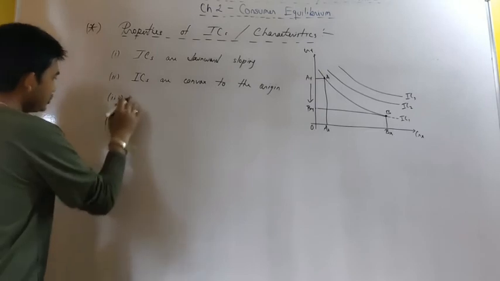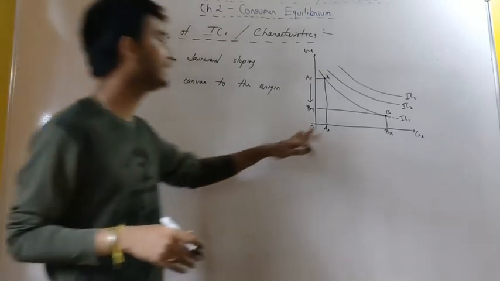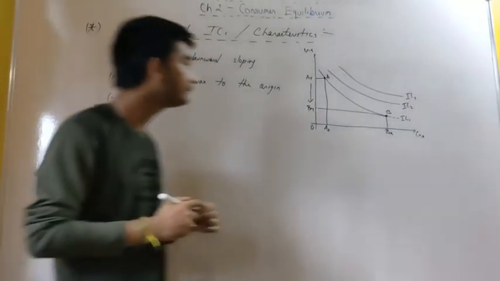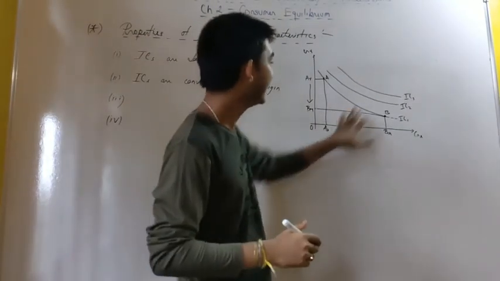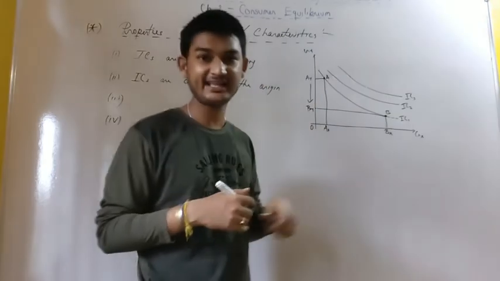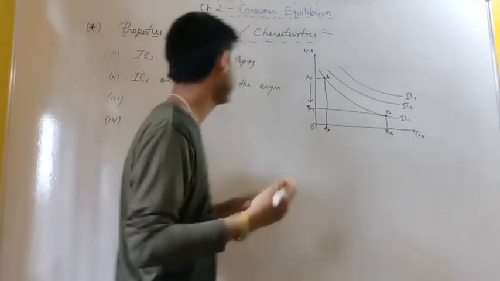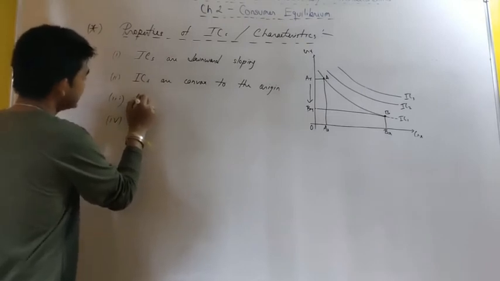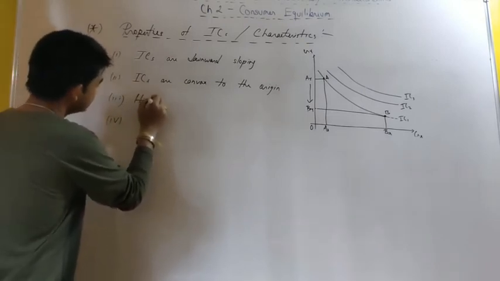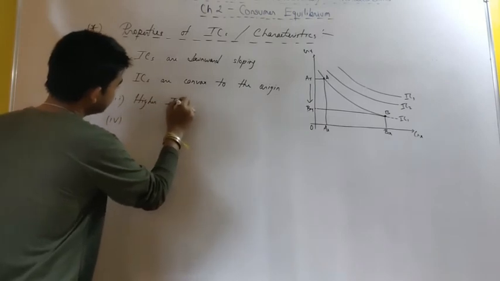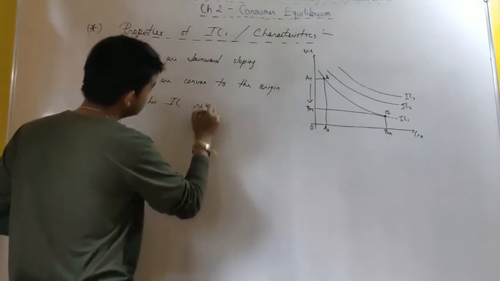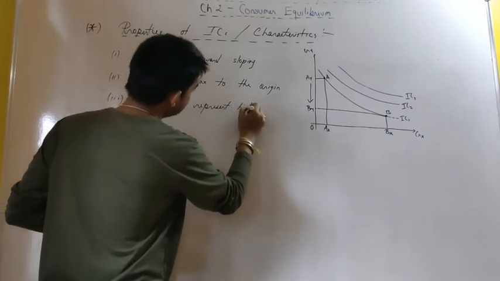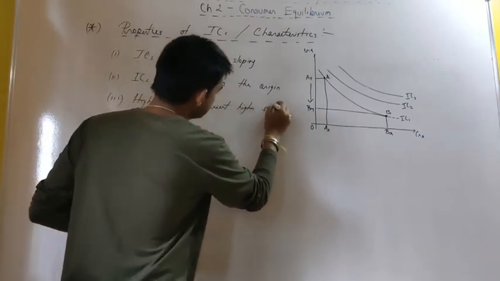The next 2 points are basically related to the indifference map. From the indifference map, we have found that a higher indifference curve represents a higher level of satisfaction. So this is one more characteristic: higher IC represents higher satisfaction.